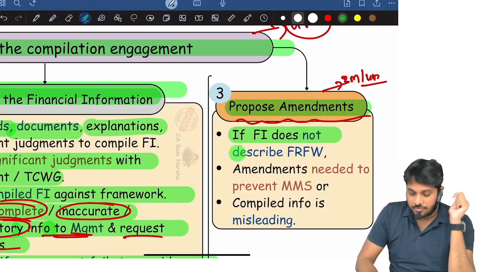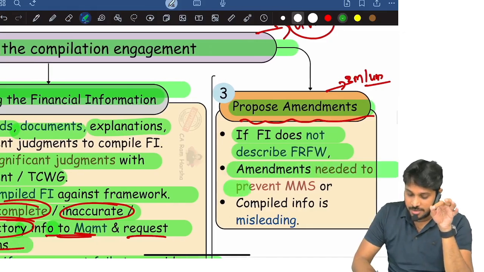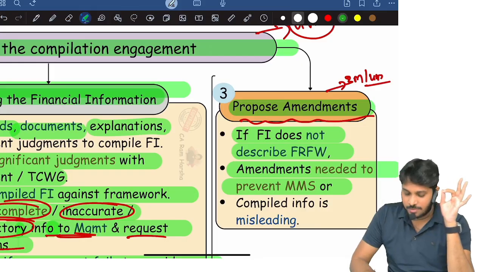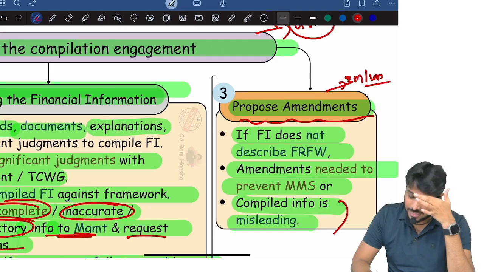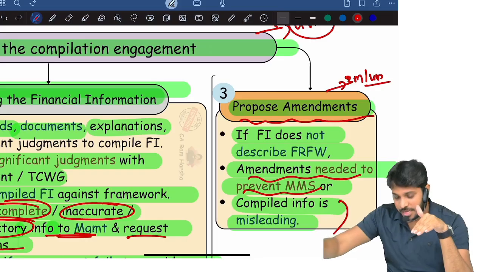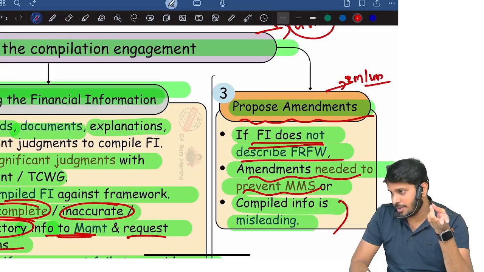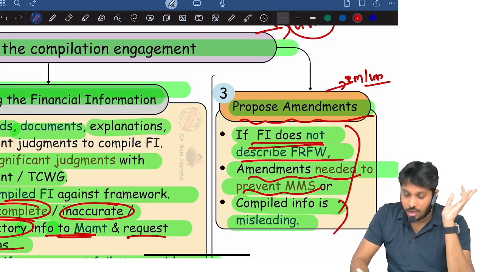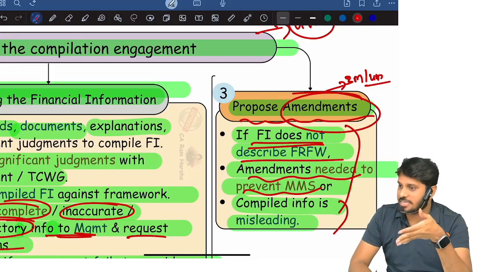If the financial information does not describe the applicable financial reporting framework, amendments are needed to prevent material misstatement, or the compiled information is misleading. If compiled information is misleading, or amendments are required to make sure it is free from material misstatement, or if the financial information compiled is not as per the applicable financial reporting framework, in all these 3 cases, I will request management to amend the compiled information.